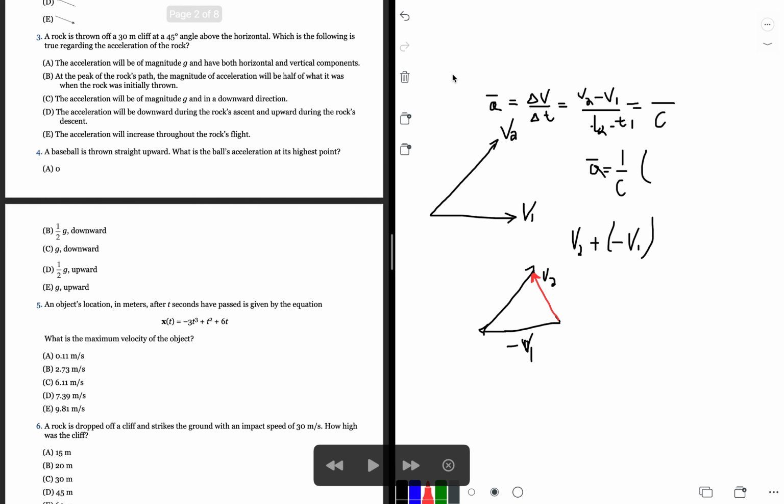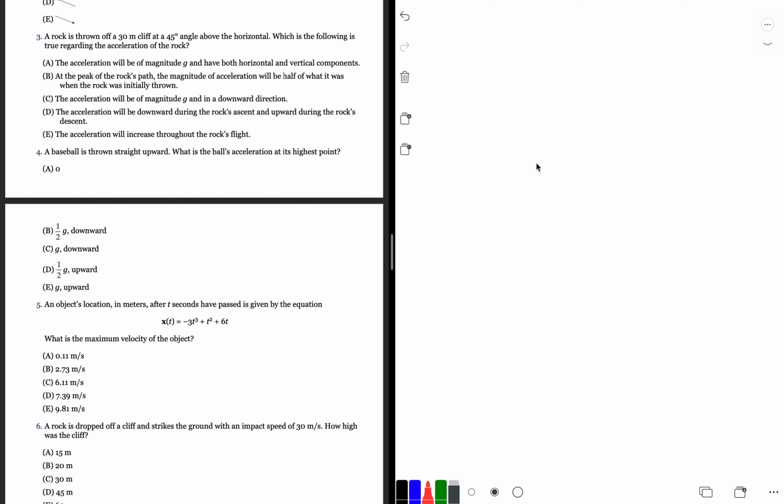So problem 3. A rock is thrown off of a 30-meter cliff at a 45-degree angle above the horizontal. Okay, so let's draw a picture to depict this situation. A cliff, okay. So the cliff is 30 meters, so we can write 30. And it's thrown at 45 degrees above horizontal. Drawing a dotted line here.